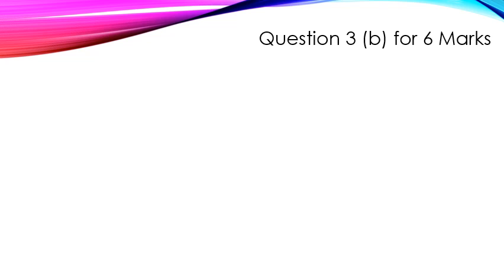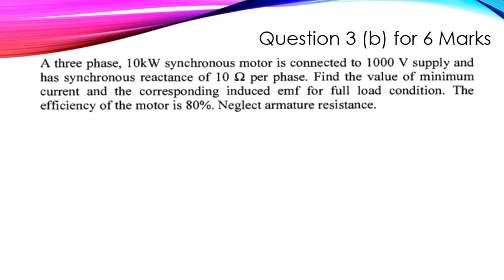Now the next question is question 3b, which is also for 6 marks. The question is, a 3-phase 10 kilowatt synchronous motor is connected to a 1000 volt supply and has a synchronous reactance of 10 ohm per phase. Find the value of minimum current and the corresponding induced EMF for full load condition. The efficiency of the motor is 80%. Neglect armature resistance. First, as usual, we'll see the given data.